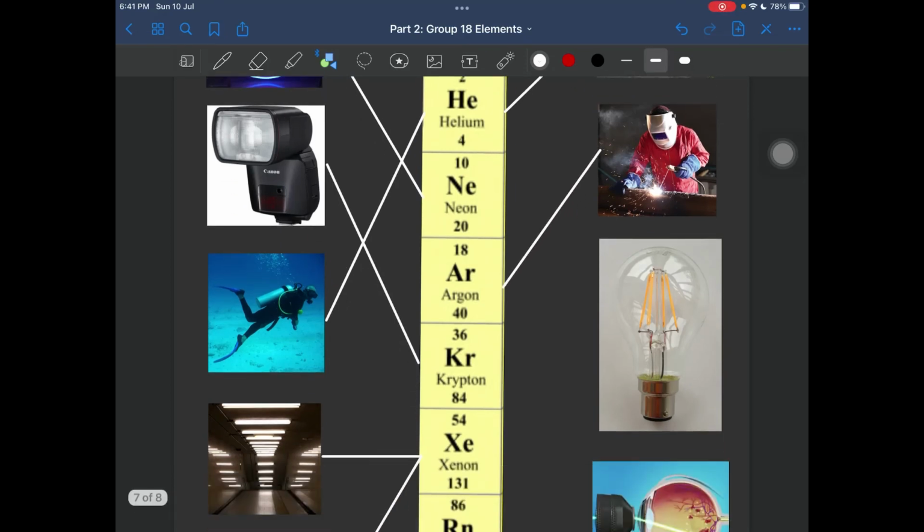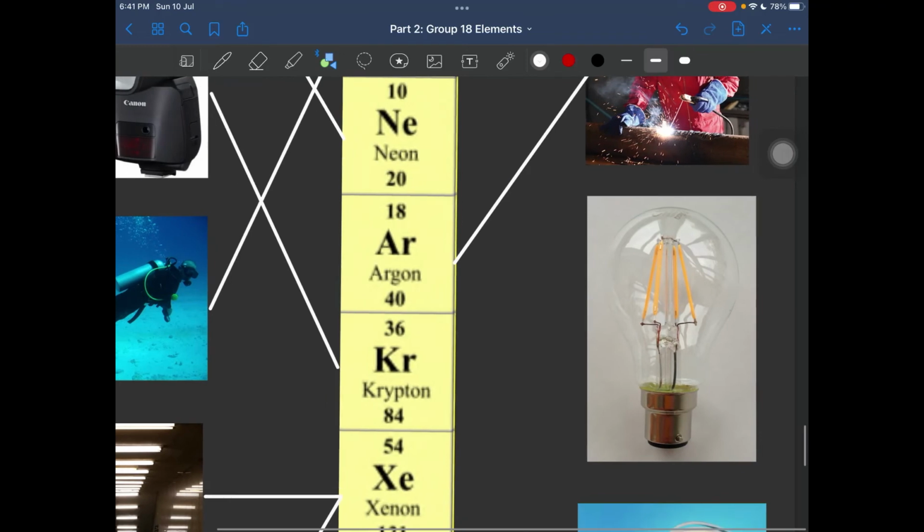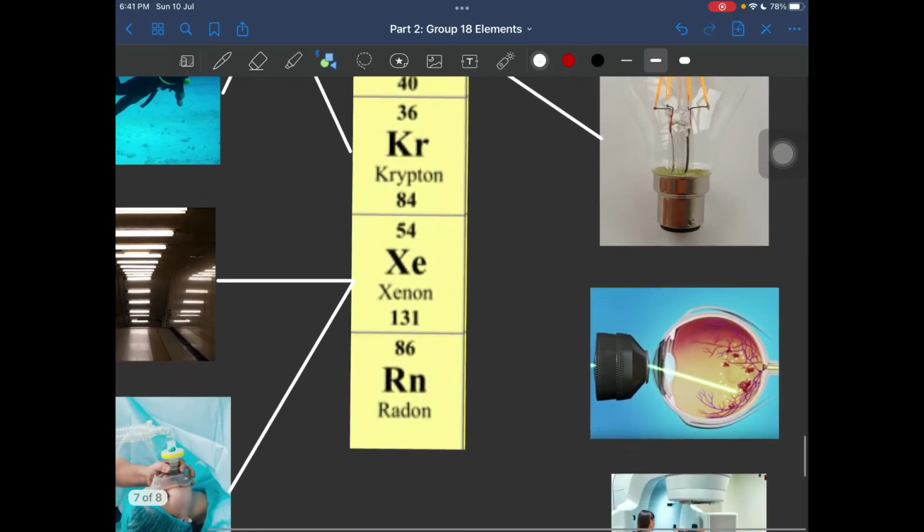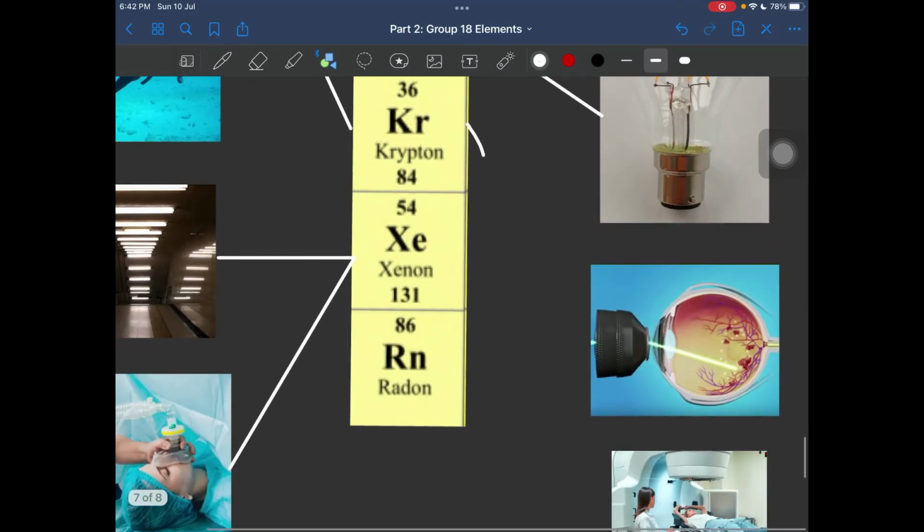And then a photo of a filament bulb. So in the bulb, right? In the bulb, you fill it with argon gas. So this will be the answer. Okay, next you have what seems to be eye laser treatment on the retina. So you use krypton gas.